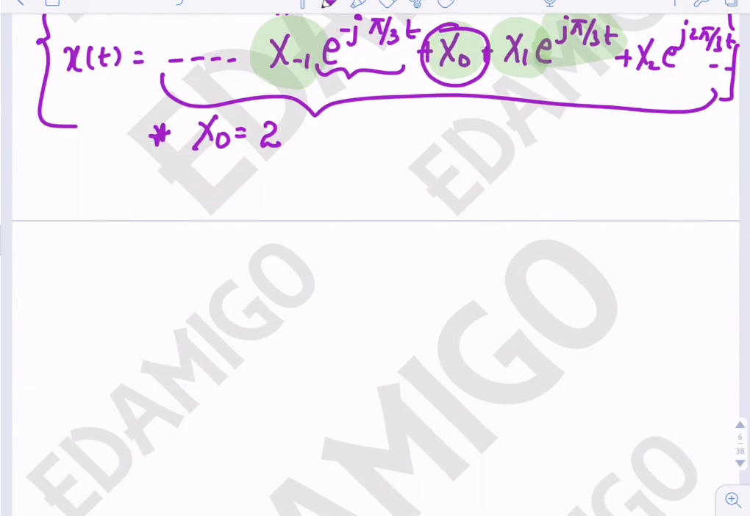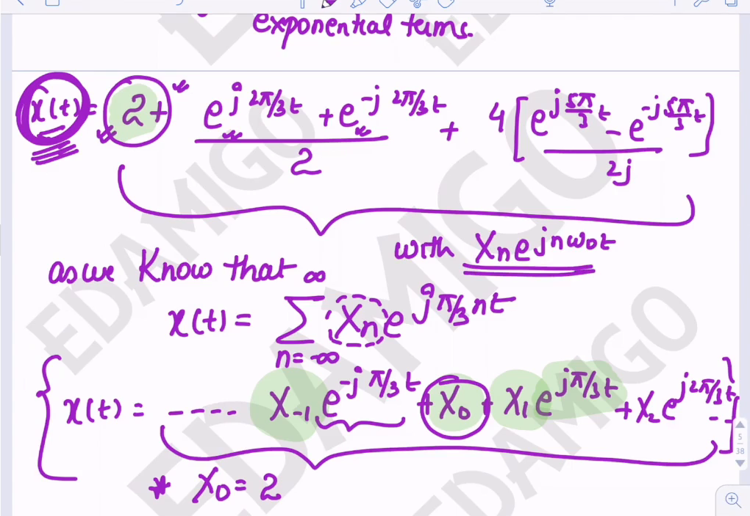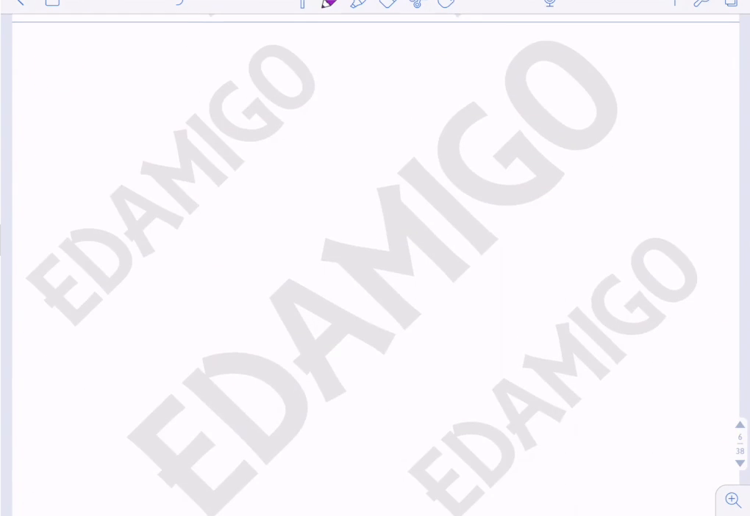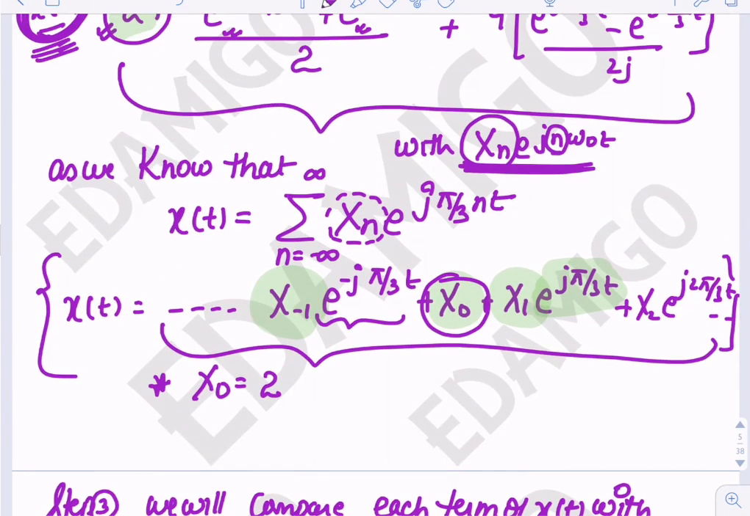So we will compare each term in this expression of x(t) with x_n e to the power j n omega naught t. By comparing, we will get the value of x_n and the value of n. Okay, so let me write it. Step 3 is, after writing x(t) in terms of complex exponentials, we will compare each term of x(t) with x_n e to the power j n omega naught t. Why are we doing that? Because x(t) is written as the sum of x_n e to the power j omega naught n t.